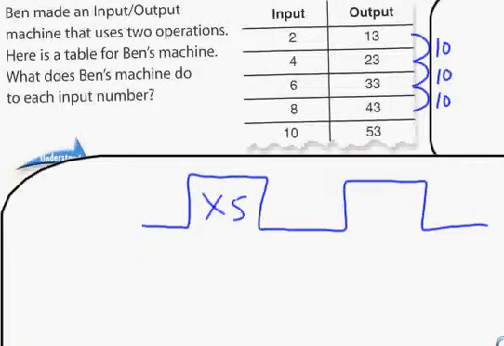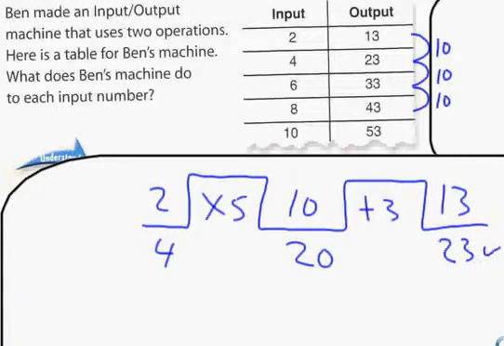So if I go 2 times 5, I get a 10. And remember, I have to get 13 as my output. So if I try and add 3, it might work. So let's try it. 10 plus 3 is 13. It will work the first time, but we have to double check and see if it works the second time. 4 times 5 is 20, and 20 plus 3 is 23. Hey, it checked out.